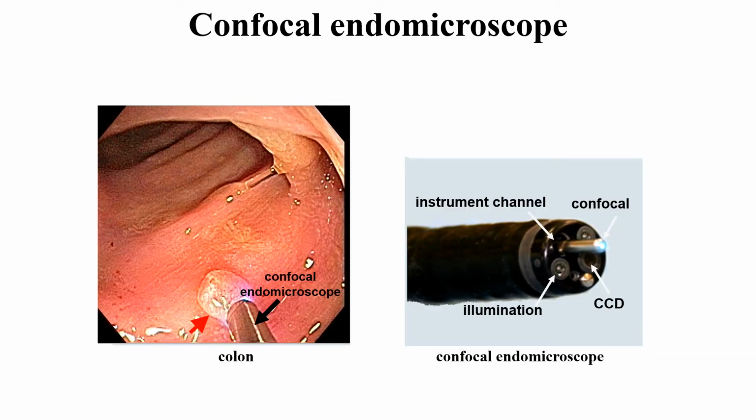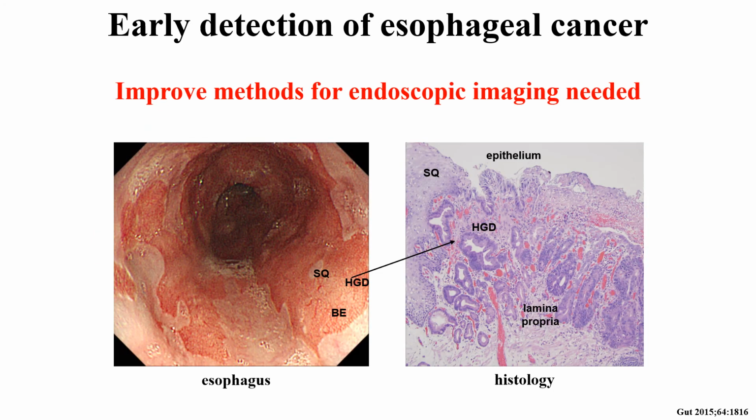The confocal endomicroscope is made by our industrial partner Mauna Kea Technologies, and this instrument passes through the instrument channel of the endoscope, where it can come into contact and collect images instantaneously that appear as histology. And we're using the peptide to stain the crypts to highlight which ones are actually dysplastic versus normal.